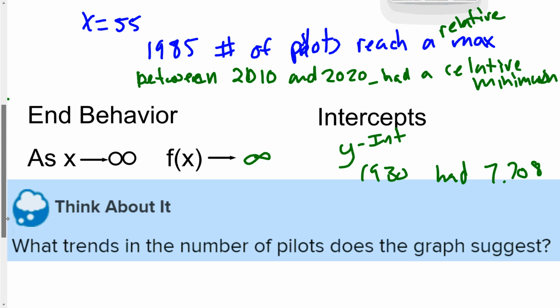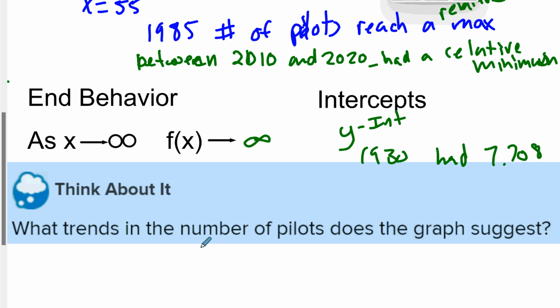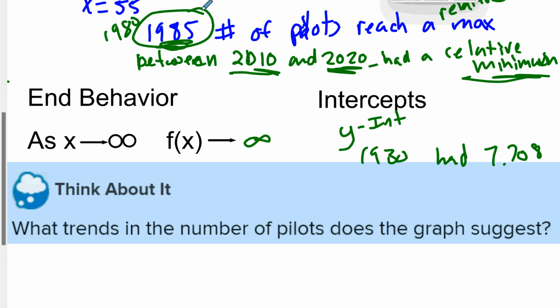Something to think about is what trends in the number of pilots the graph suggests. What do you think happened in 1985? What do you think happened between 2010 and 2020 to get this relative minimum? What happened between 1980 and 1990 that we reached the max? What happened after that so the number of pilots started going down? And what happened in between that then the pilots started to go up? Something to think about.